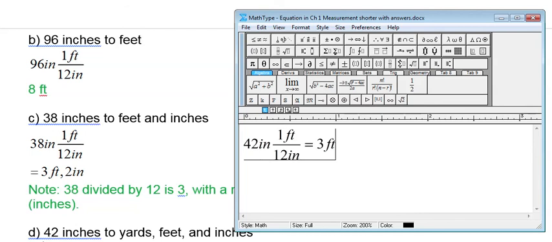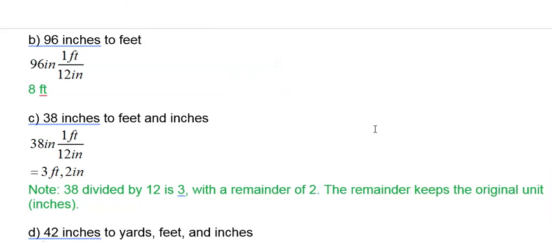3.5, or 3 feet. And the 0.5, remember, is not our inches, it's our remainder. So 3 feet was 36 inches. Our remainder is actually 6 inches. So we get 3 feet 6 inches. Whoop, let me scroll up a bit.